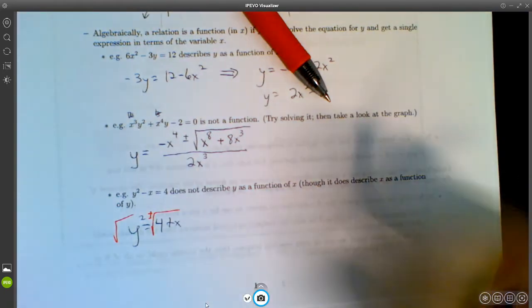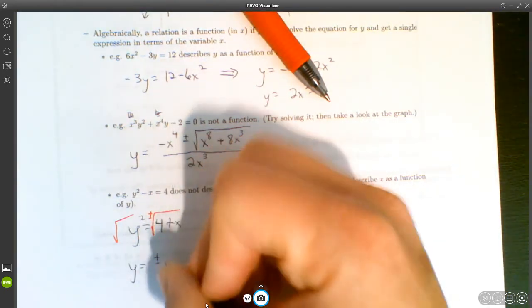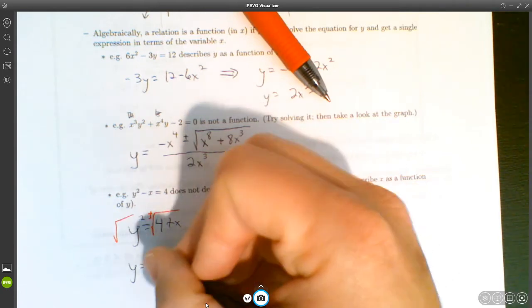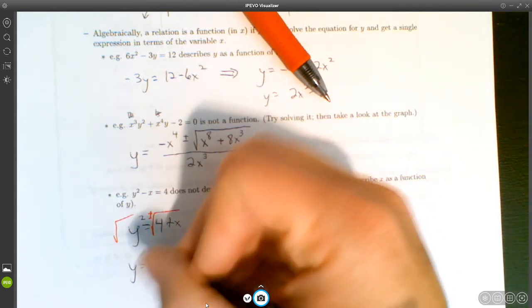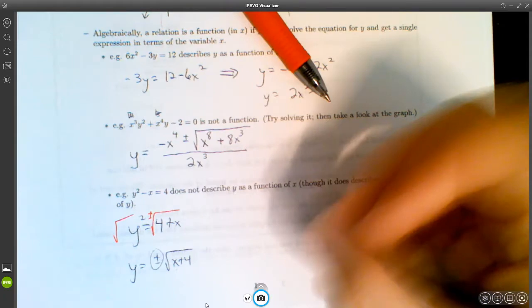We take the square root of both sides. We end up with y equals plus or minus the square root of x plus 4. So again, you can see that for each input value of x, you're going to get two output values for y. So this is definitely not a function.